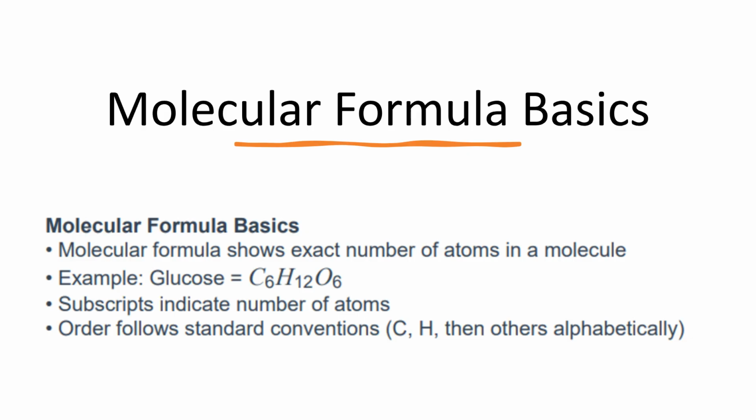The molecular formula shows the exact number of atoms in a molecule. For example, the molecular formula for glucose is C6H12O6. Subscripts indicate the number of atoms, following standard conventions like carbon, then hydrogen.